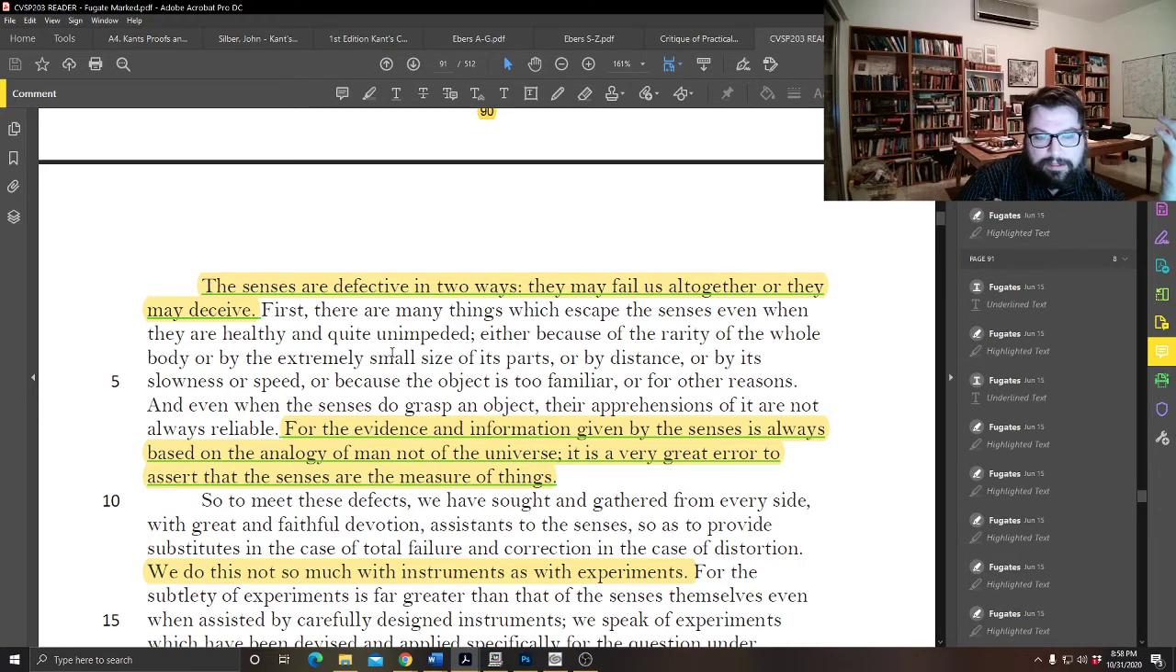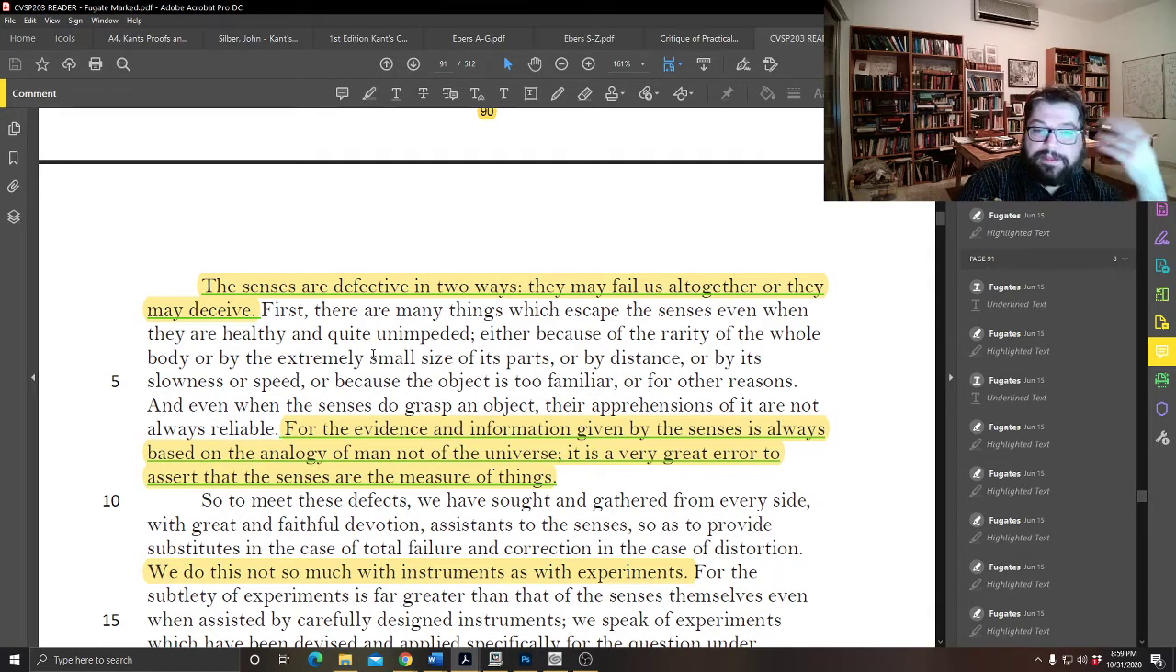So he says here, they may fail us altogether. The senses don't allow us to see atoms and the smallest parts of bodies. I don't know if he believed in atoms or not, but he does talk about things obviously too small, too far away, and so on to be seen by the senses. The senses deceive us by not giving us information about most of the world.